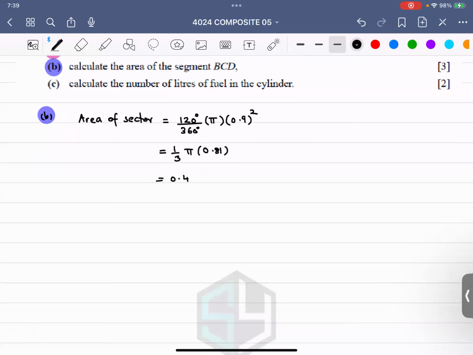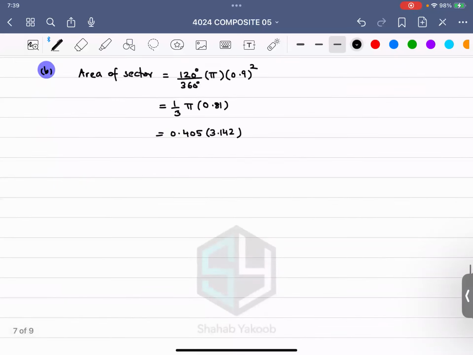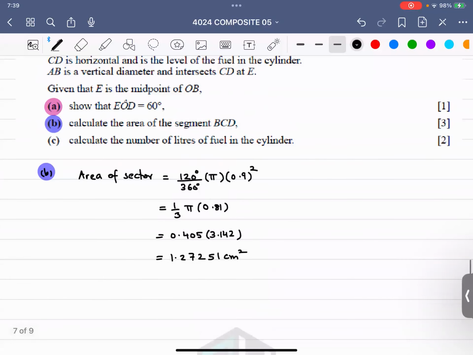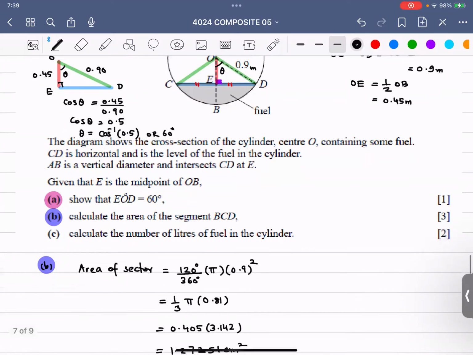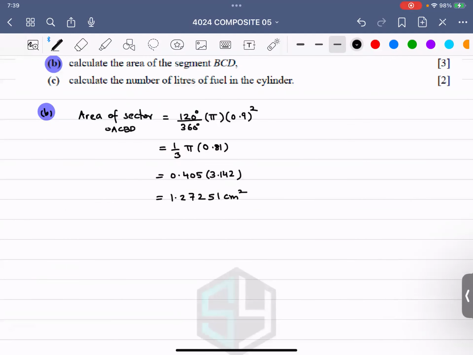This is 0.405 pi. Pi has a value of 3.142. Multiply it with 3.142. That comes out to be 1.27251 centimeter square. That's the area of the sector OACBD. This is step number 1. Now, step 2.